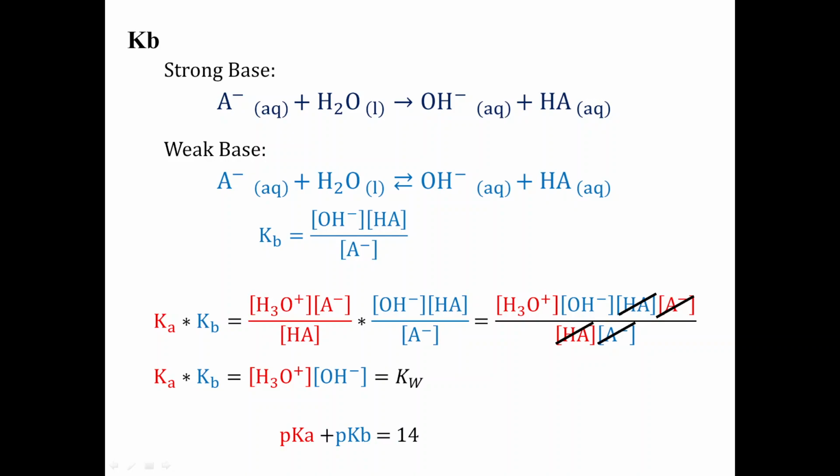In a similar vein, we can say that pKa plus pKb is equal to 14. Again, this comes from Kw being 10 to the negative 14. If we take the negative log of that, it gives us 14. That's where that 14 value comes from.